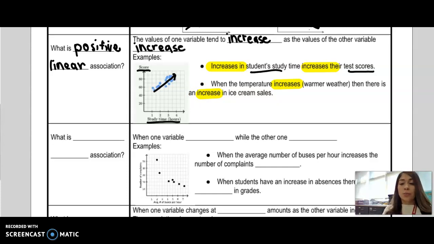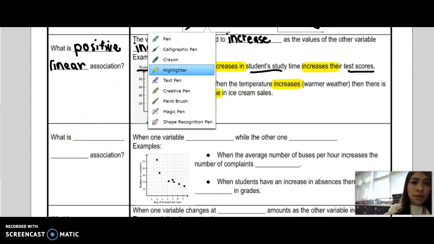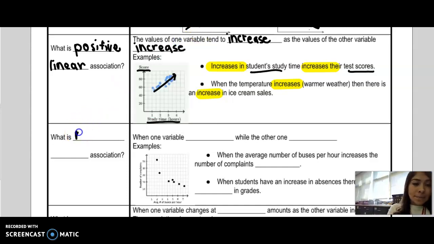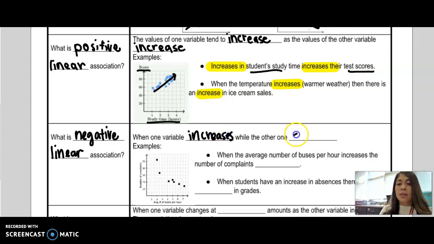Okay, let's go on to the next part. The next part is what is negative linear association. That is when one variable increases while the other one decreases.